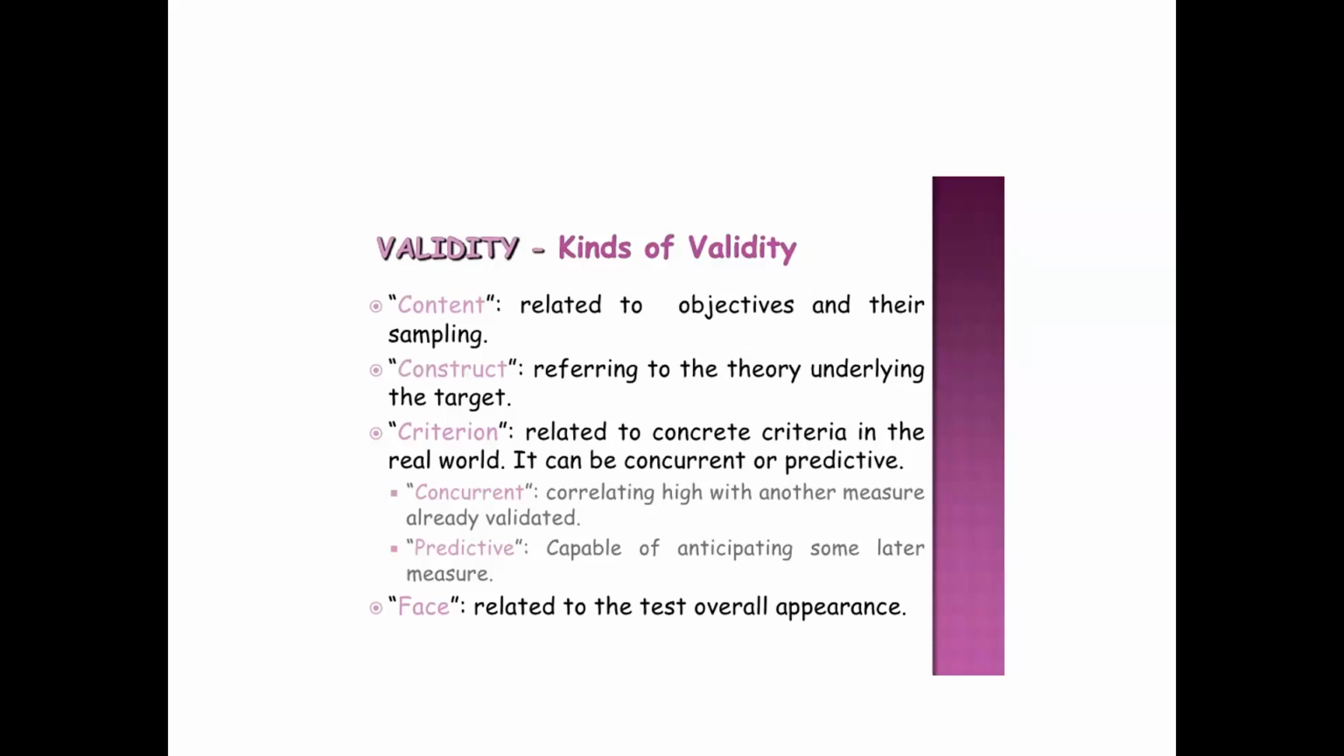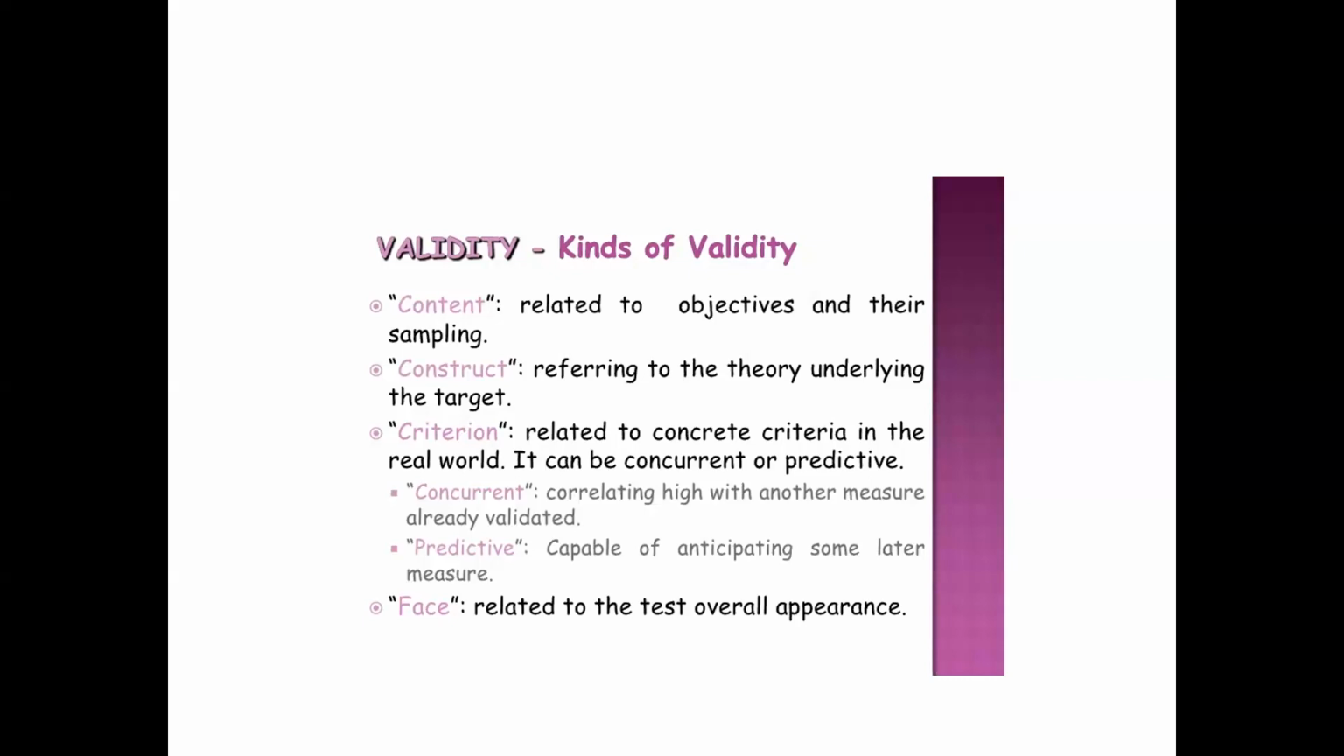Concurrent validity means correlating high with another measure already validated. For example, let's say we have standards for national level tests, right? And if a teacher can prepare a question paper very much similar to the national standard paper, and when people look at it, they say it just appears like the national level test paper. In the difficulty level also, it is very much similar to the national level paper. So then we say it is high in concurrent validity.